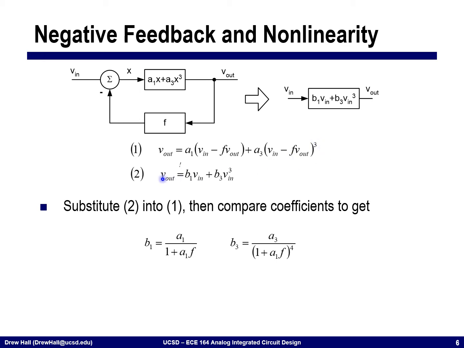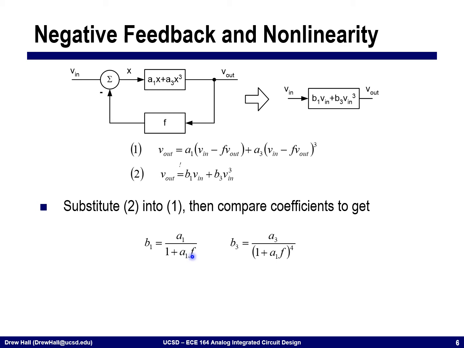Okay. And so now if I take this expression or this block diagram, I can write it in the following way: V out is defined as B1 times V in plus B3 times V in cubed. If we do a little bit of algebra by taking the second equation and substituting it into this equation, we can map the coefficients B1 and B3 to their A1 and A3 counterparts. And what we'll find is that B1 is equal to A1 divided by 1 plus A1 F.